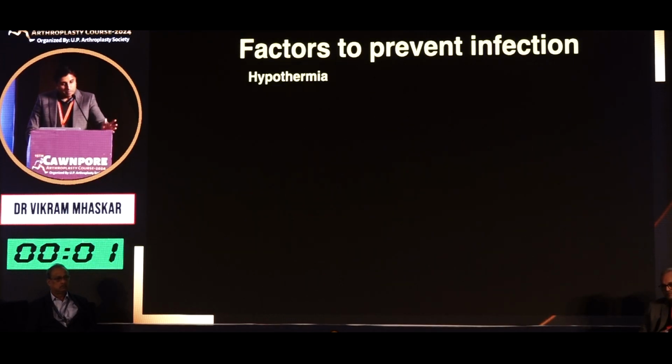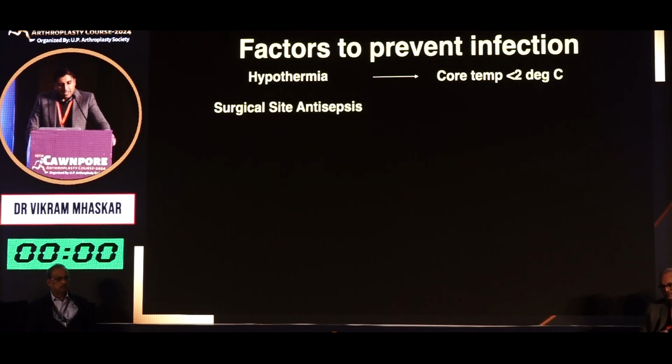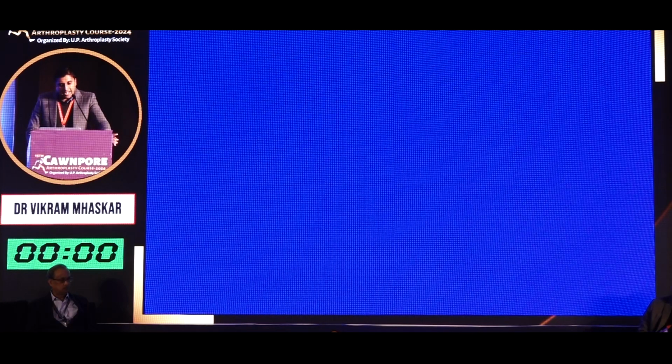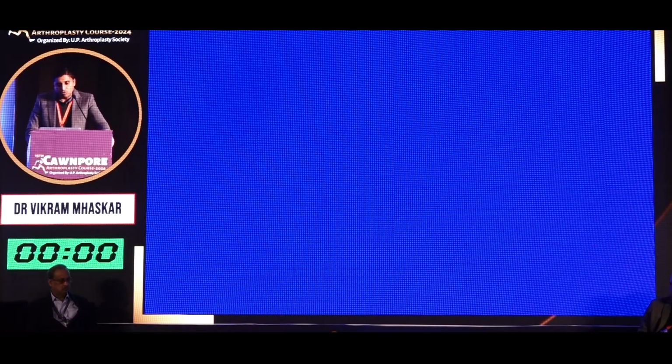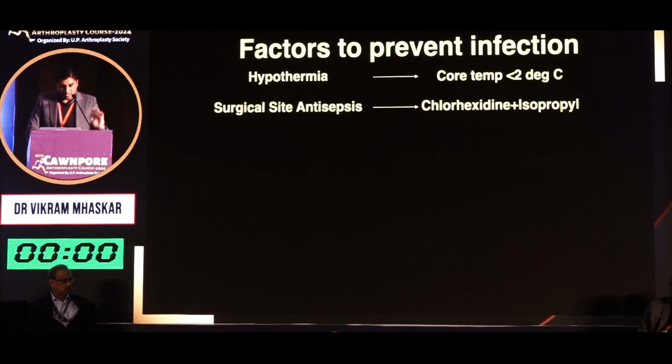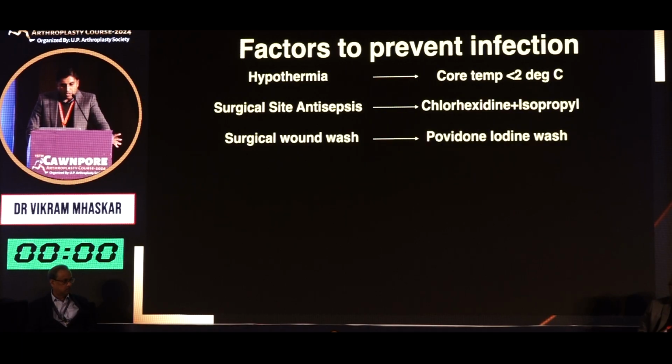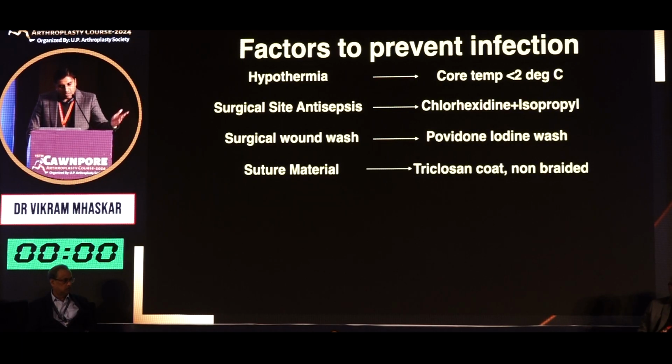So factors to prevent infection, hypothermia, core temperature less than 2 degrees. I'll just finish. Surgical site antisepsis, what is the best thing to use? Chlorhexidine plus isopropyl is the best thing to clean your legs with. Surgical wound wash, use povidone iodine wash. Suture material, triclosan coated and non-braided sutures are the best.